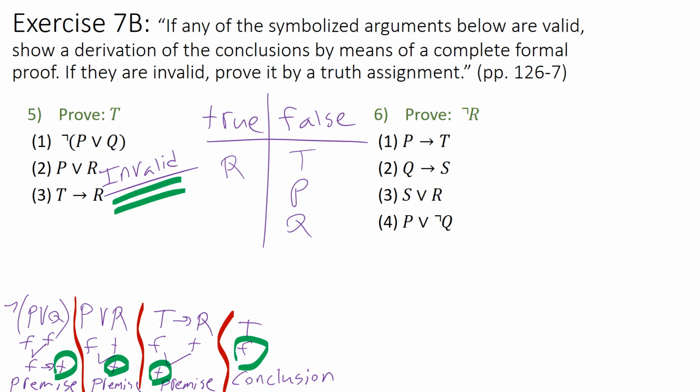So let's look at number 6. We're to prove not R, and we have 4 premises. So here we have nothing categorically affirmed or denied. We have disjunctions and conditionals. Doesn't look like there's a hypothetical syllogism, so it looks invalid. So we better prove that with the truth assignment.